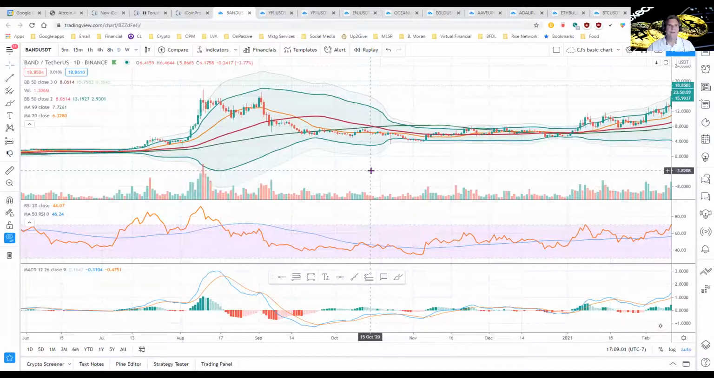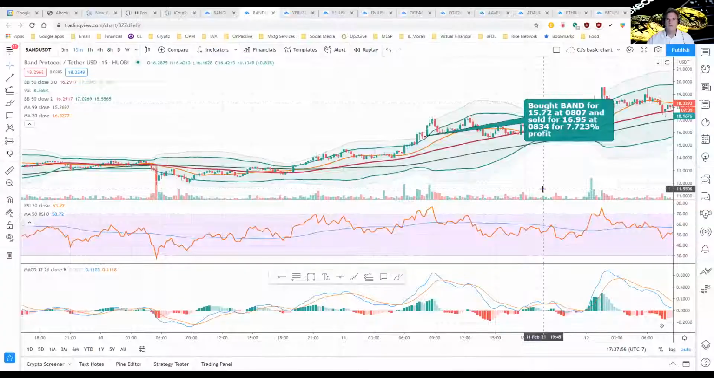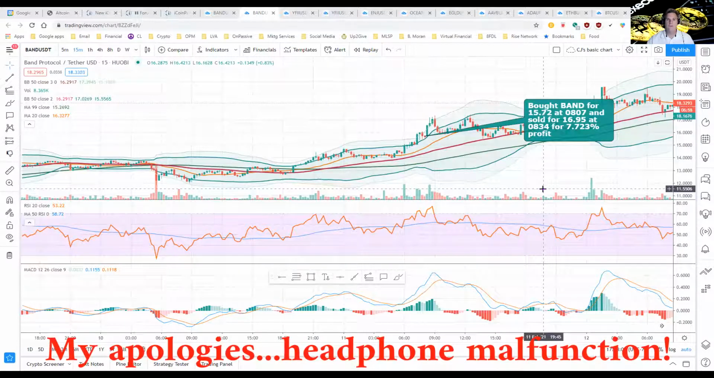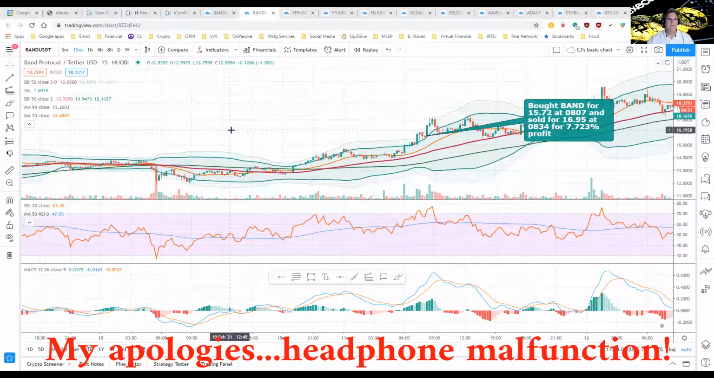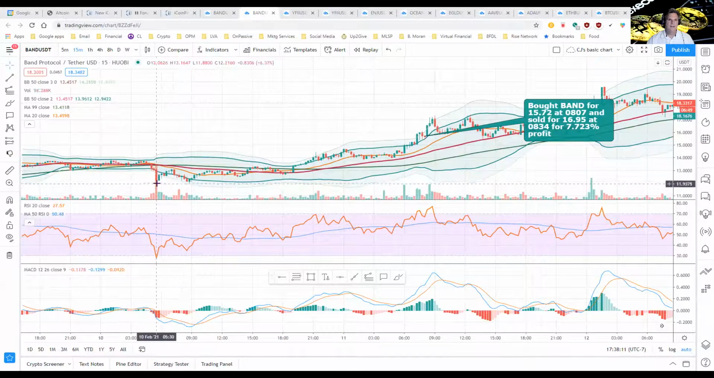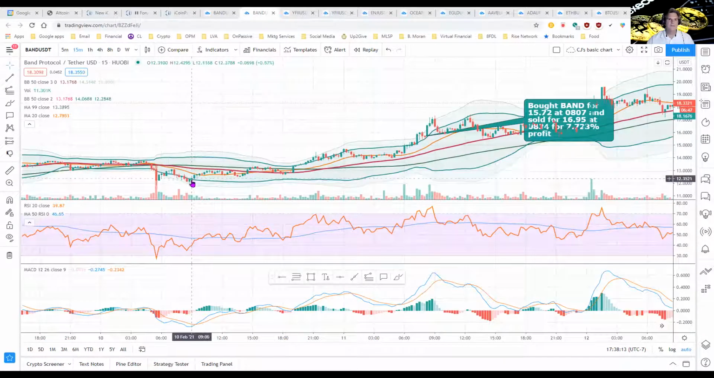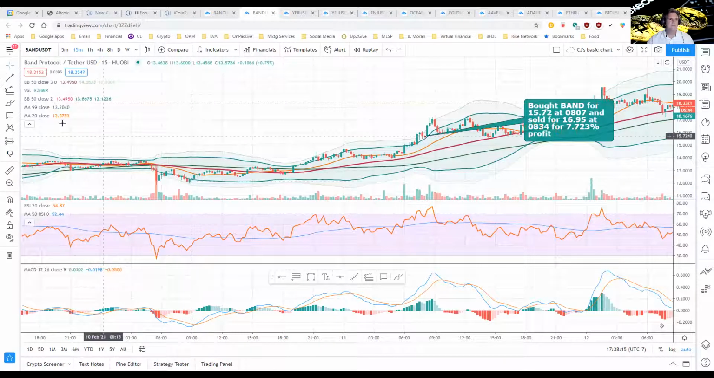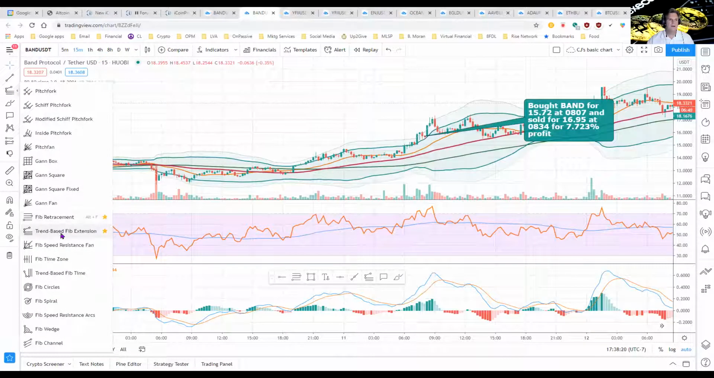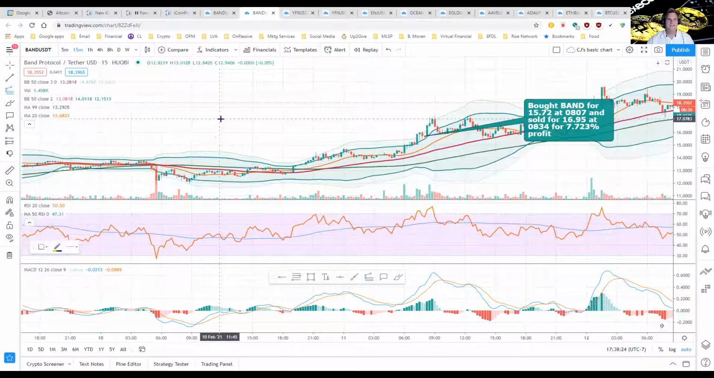So let's check that out on the 1-hour chart. Okay, so here we are on the Band chart, and I decided to go with the 15-minute chart. I actually use the 1-hour chart when I do Fibonacci extensions, but it'll look clearer to you folks watching if I use the 15-minute chart. In TradingView, I've got my Fibonacci tools over here. The trend-based fib extension, it's not as technical as it sounds.